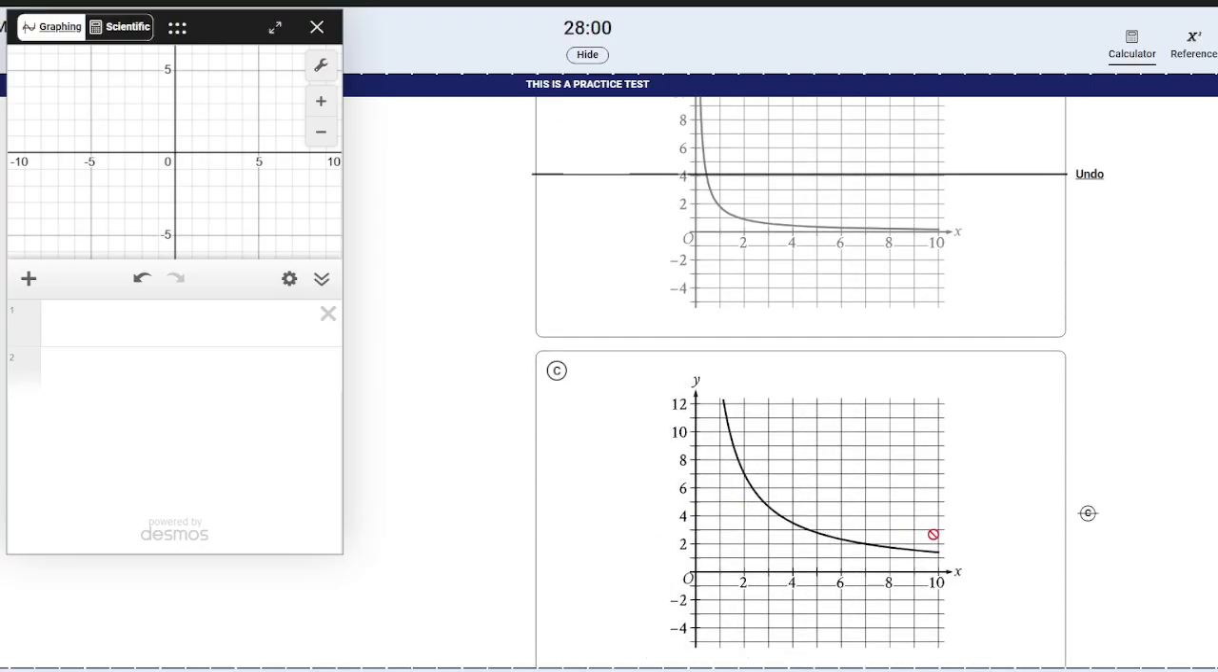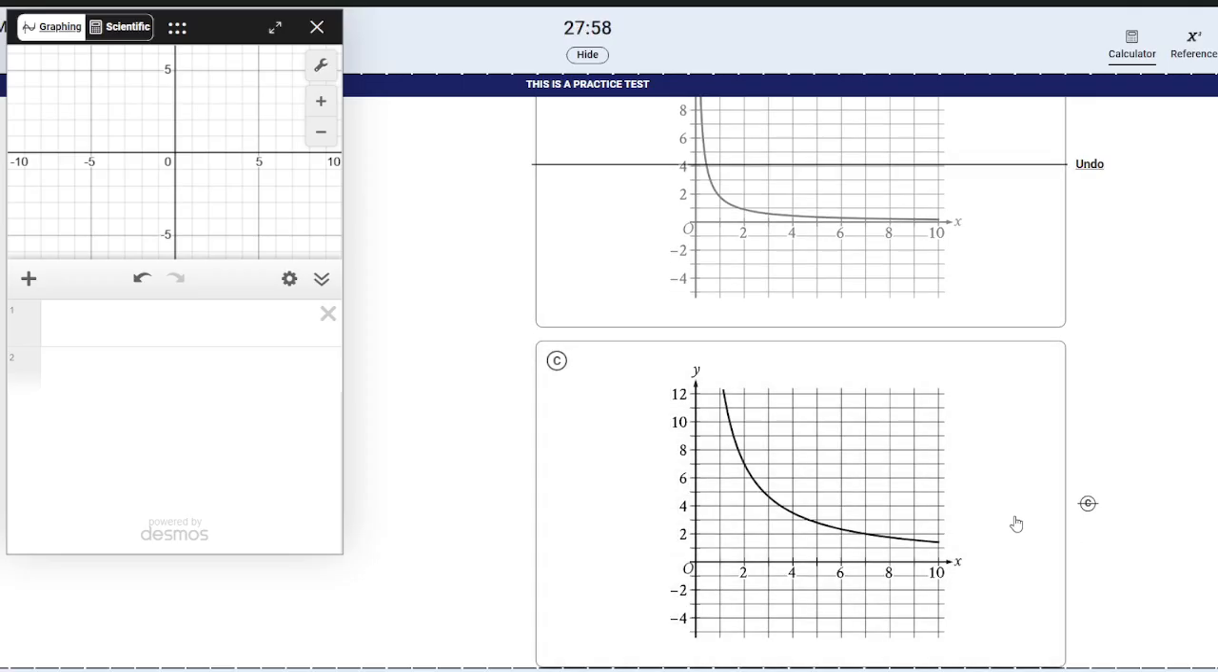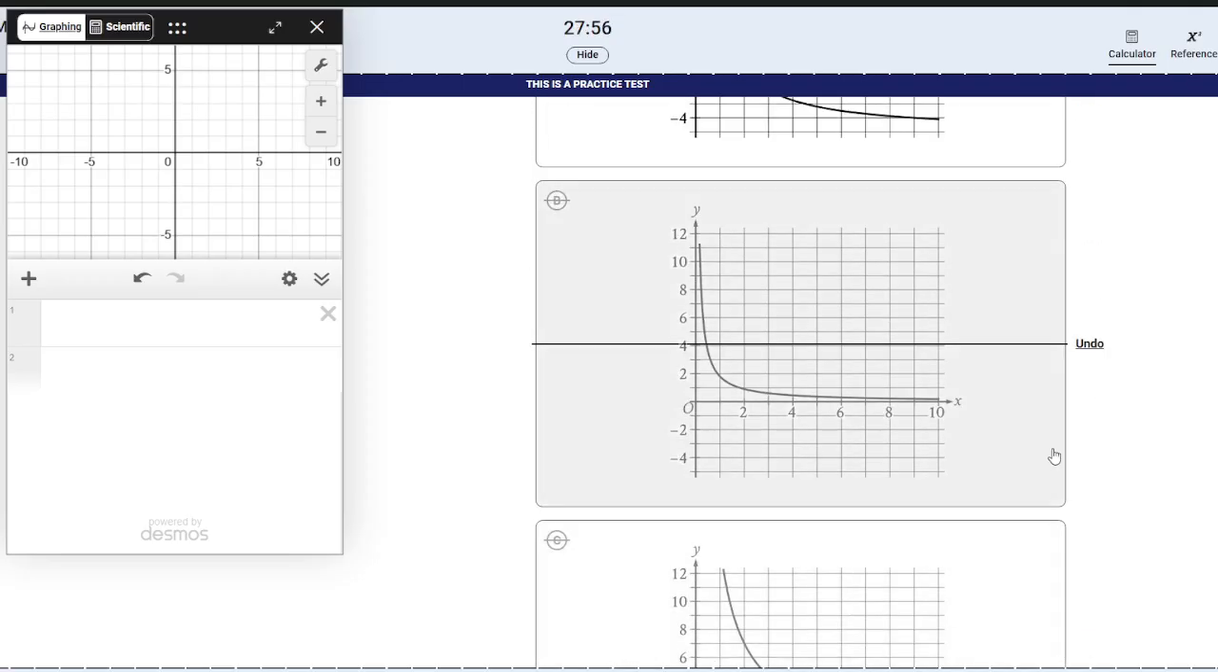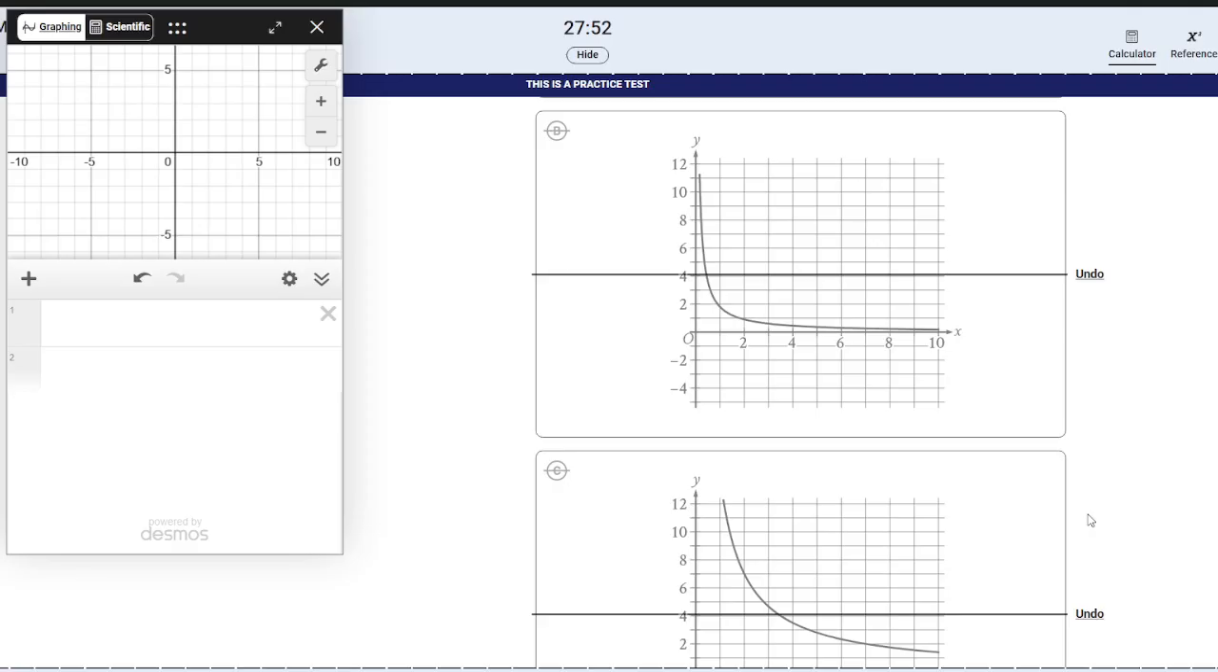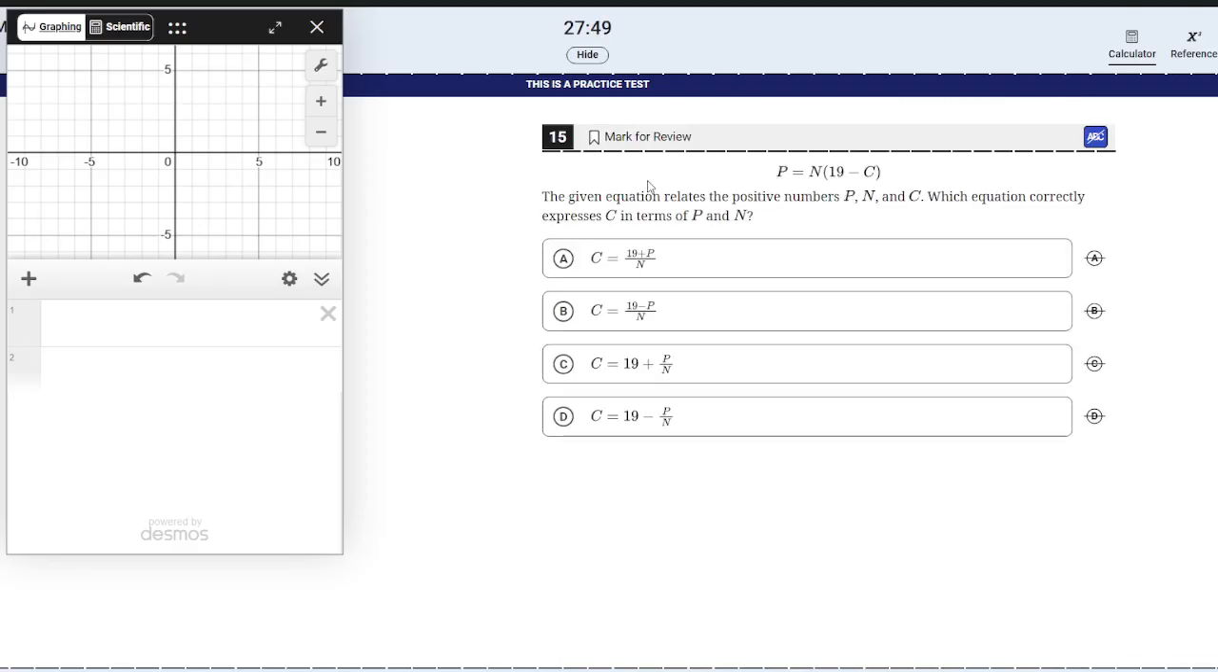C, 2 and 7. Can't be it. 2 and -1 can't be it. So yeah, D is going to be our answer.